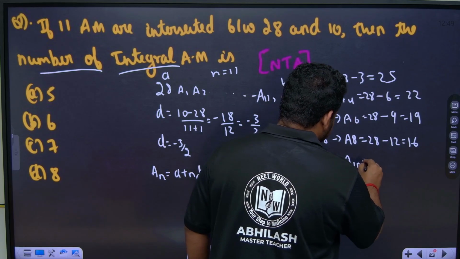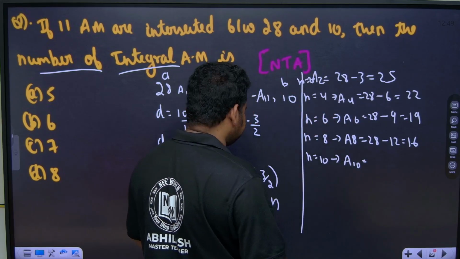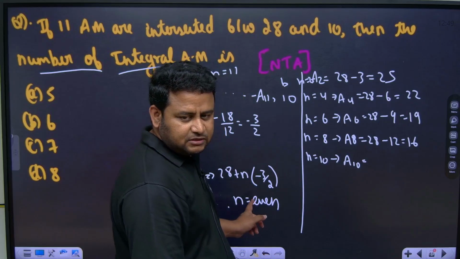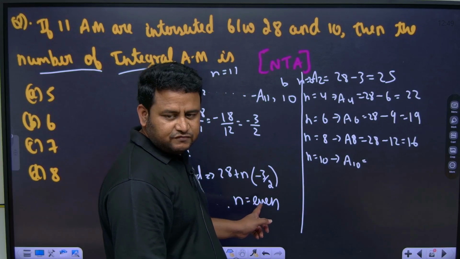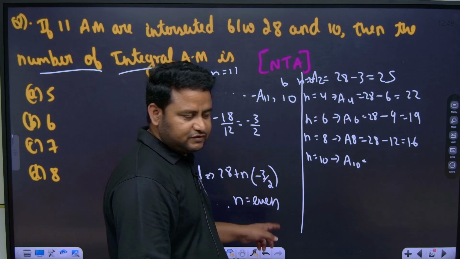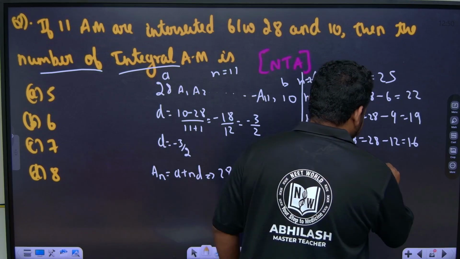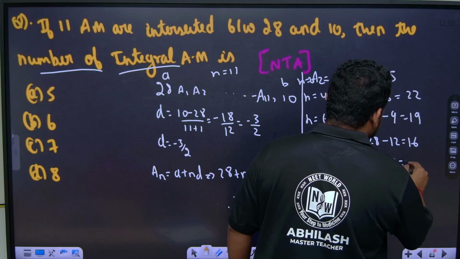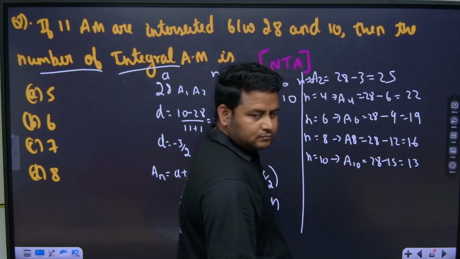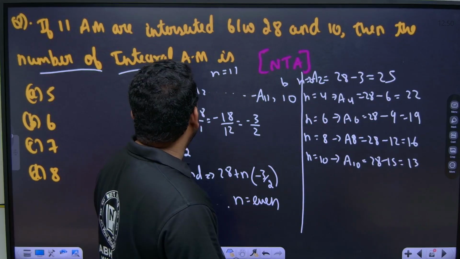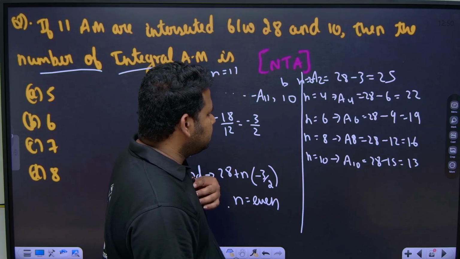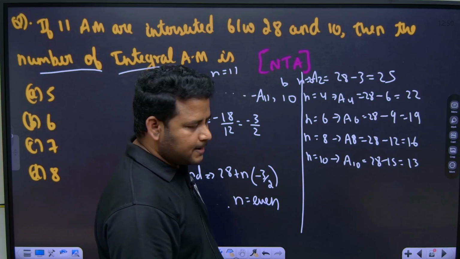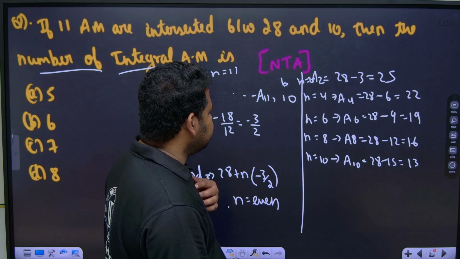a10 is equal to, this will be 28 minus how much? 28 minus 15, no? 5 3 is 15. So 28 minus 15. Are you able to understand? Yes, sir. So 28 minus 15 will be 13. Okay. So these are integral values.